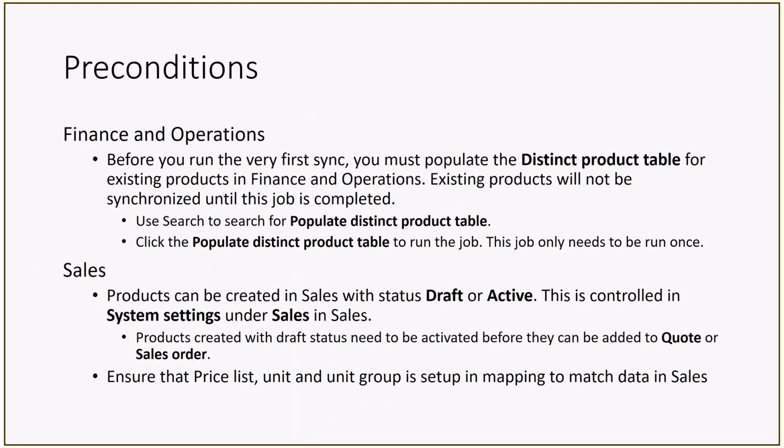And on the sales side, it is important to notice that products can be created with status draft or active. This is some standard sales functionality, and this is something you set up in the settings. If you set it to draft, it means that you cannot use the product coming from finance and operations until you manually go in and activate it. But you have the choice to say that new products should always be created as active, and if you set that, then the products synchronized from finance and operation will automatically become active, and you can use them straight away in the sales system.